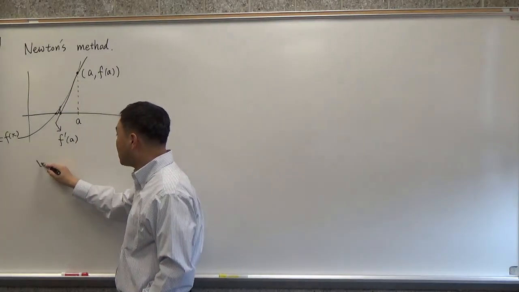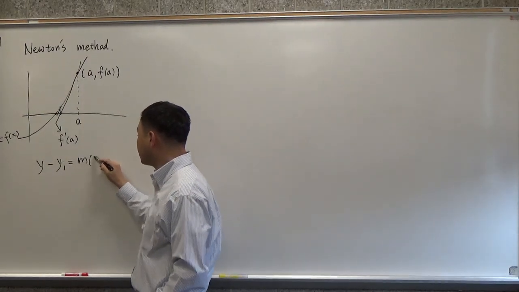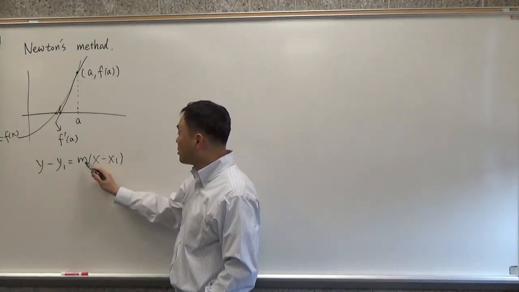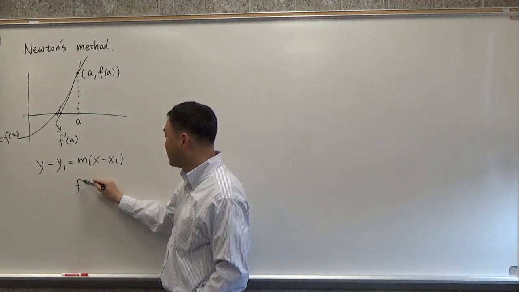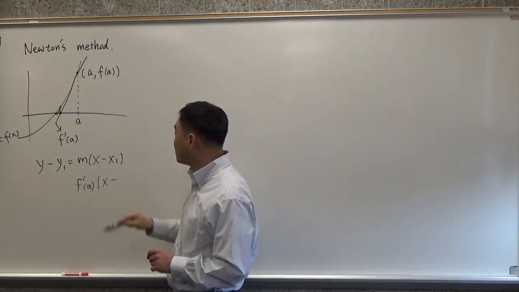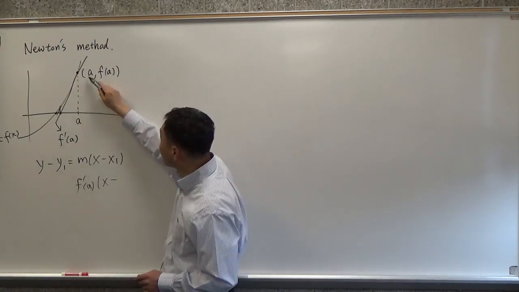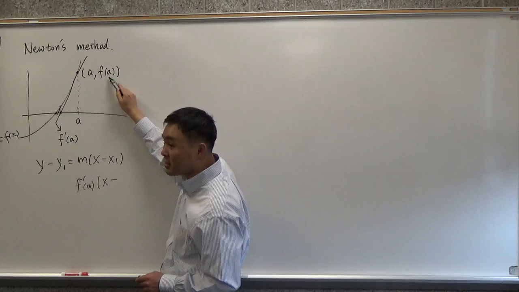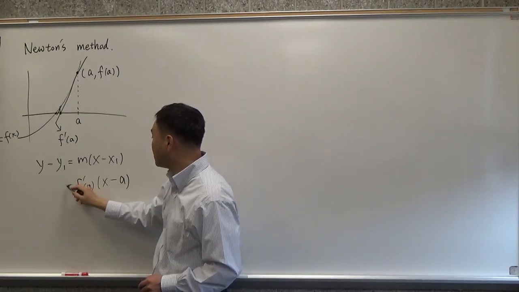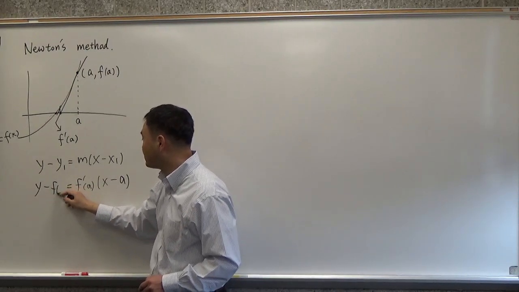Now let's apply the point-slope form. You know this formula, right? The slope is f prime of a. x1 and y1 are a point on this line, so I'm going to use a for x1 and f of a for y1. So I'm going to put a here, and then y minus y1 is f of a.